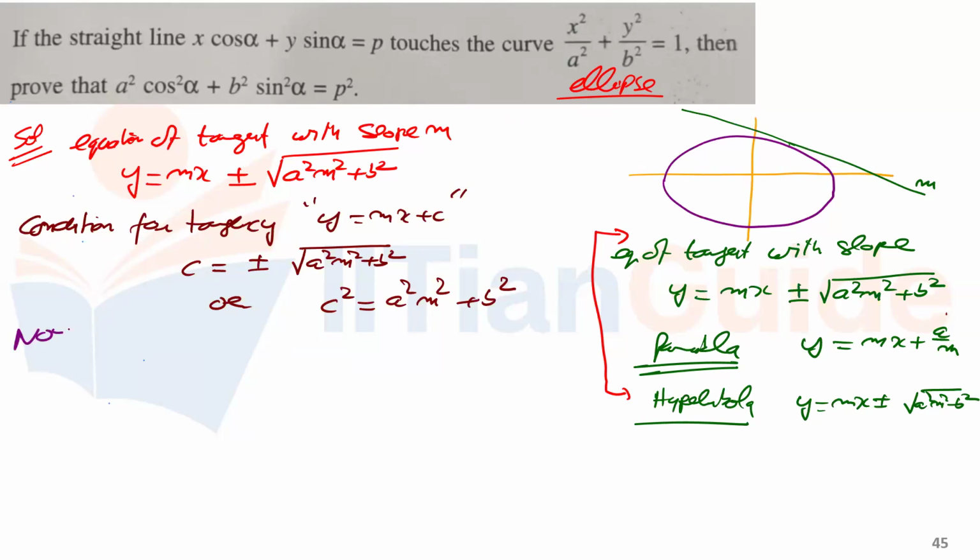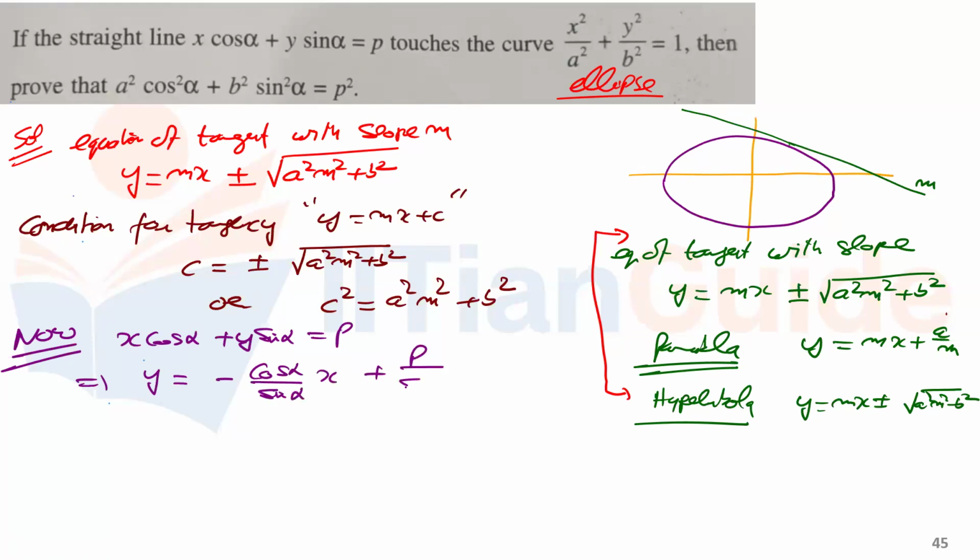Now come to the question part. We are given x cos alpha plus y sin alpha is equal to p. I am going to write in terms of y is equal to mx plus c. So I can write y is equal to minus of the cos alpha by sin alpha x plus p upon sin alpha. Can I now apply this formula, condition for tangency, equation number 1?